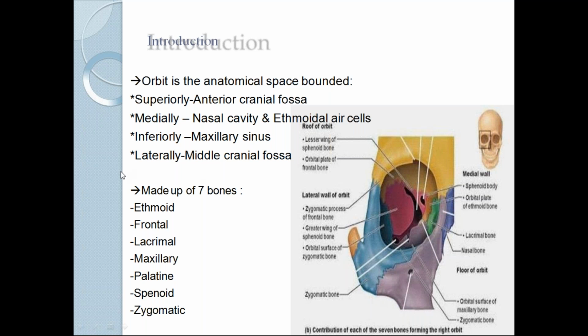As a total, the orbit is made up of 7 bones: the ethmoid bone, frontal bone, lacrimal bone, maxillary bone, palatine bone, sphenoid, and zygomatic bone. This is a very important viva question. How many bones is the orbit made up of? It is made up of 7 bones. They will ask what are the 7 bones, and you're supposed to tell all these bones.